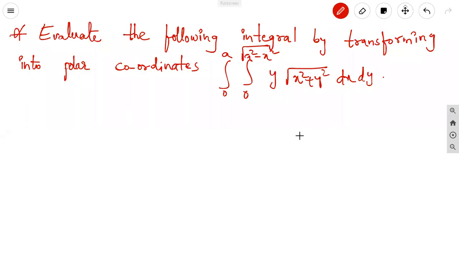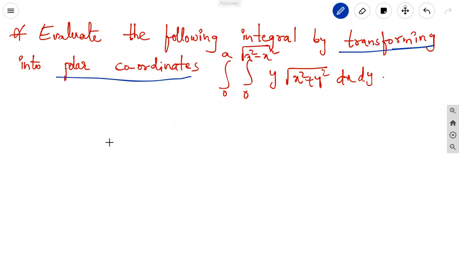The problem is on the double integral, and the given integral can be changed into polar form. Evaluate the following integral by transforming into polar coordinates: integral 0 to a, integral 0 to under root of a square minus x square, y times under root of x square plus y square, dx dy.